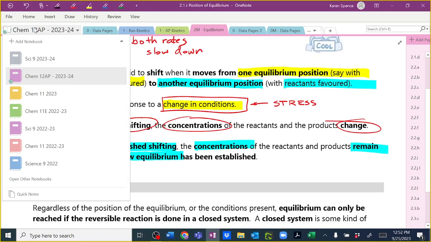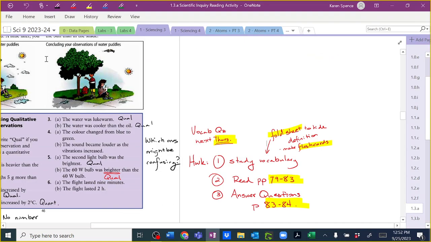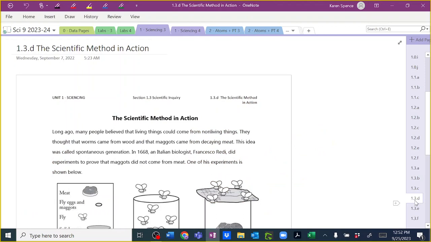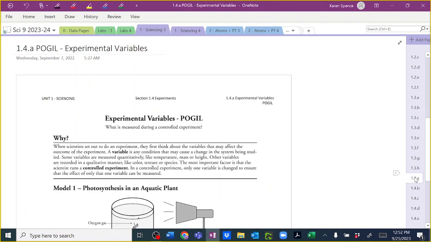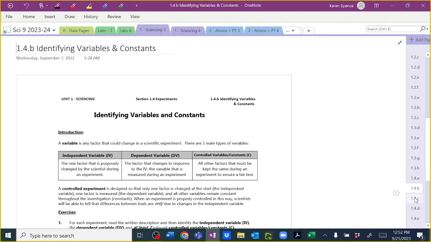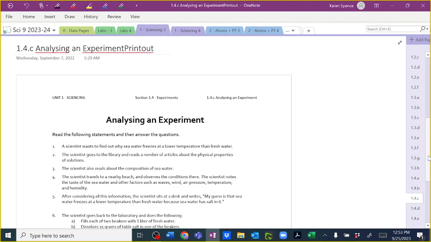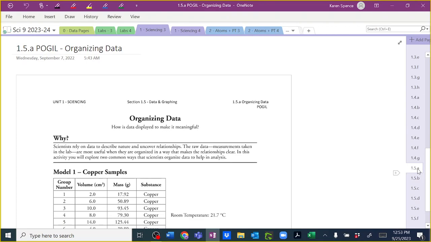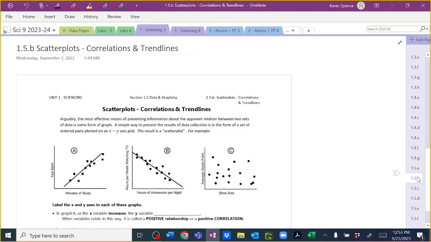Today we are not doing Chem 12 AP because that would make you guys very unhappy very quickly. We are going to go to... I think it is 1.5A. There we go. No, 1.5B.